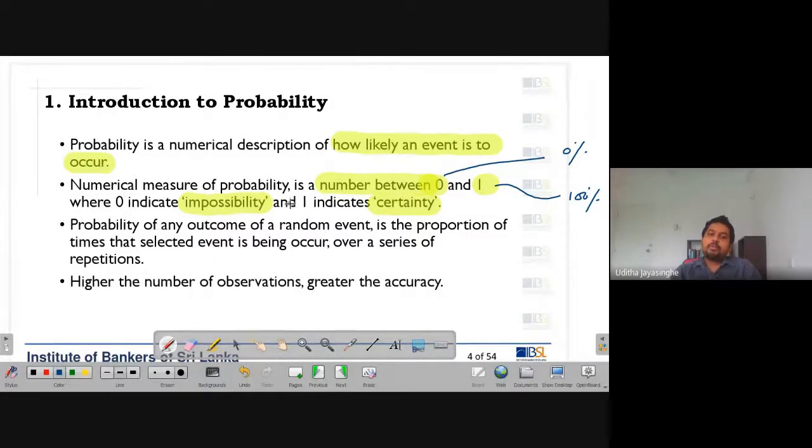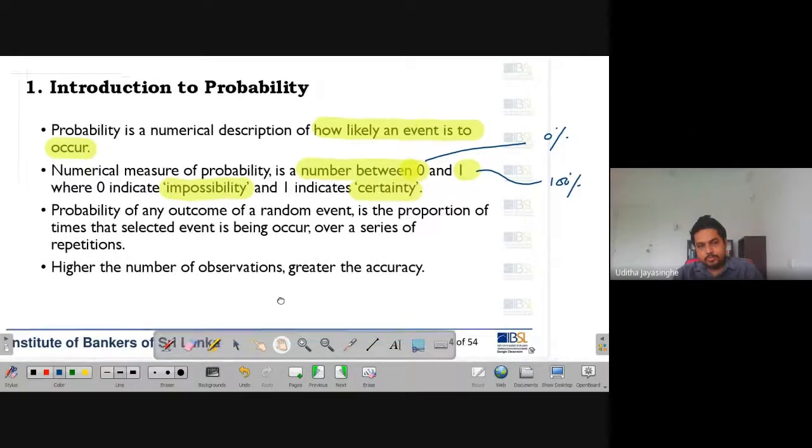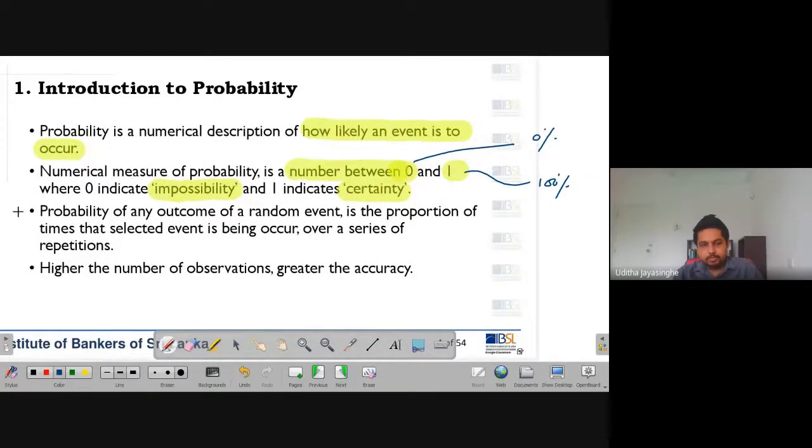Third point. Probability of any outcome of a random event is the proportion of times that the selected event occurs over a series of repetitions. The higher the number of observations, the greater the accuracy. All right. Now, look at point number 3. This is the important point. It says probability of any outcome of a random event is the proportion of times that the selected event occurs over a series of repetitions.